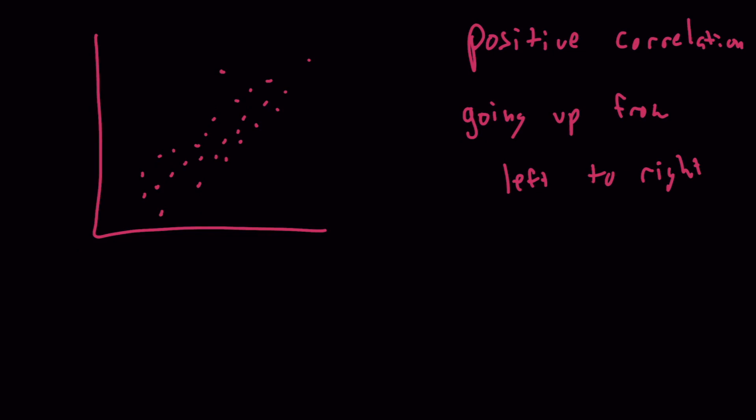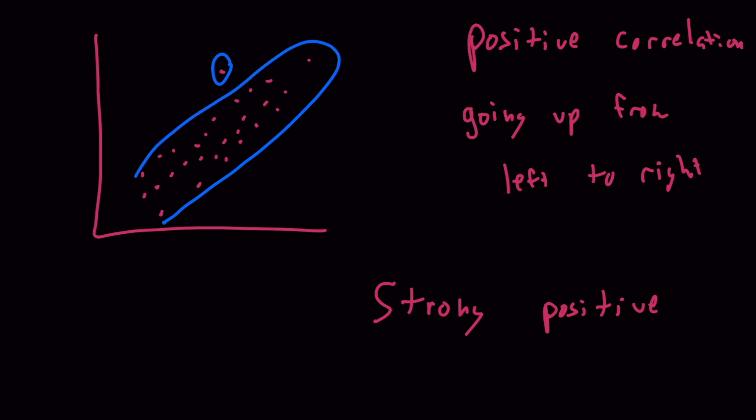And this one's actually called a strong positive. And it's called that because if you look at the points here, they're all kind of clustered together. You get a few outliers, like this one's kind of out on its own, doing its own thing. But for the most part, they're all kind of gathered very closely together. So that's why it's called a strong positive.